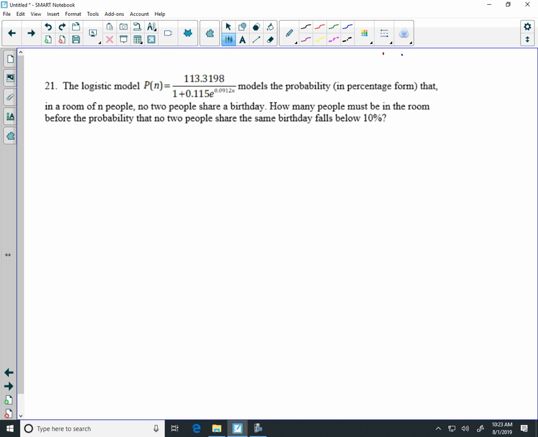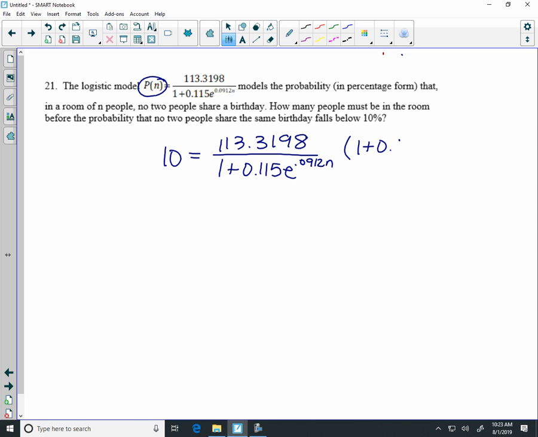So 10% is what we're going to put in here for our probability. And we're going to solve for, in this case, n, number of people. Again, our first step is going to be to get rid of the denominator. So we're going to multiply both sides by this thing that is monstrous to write.